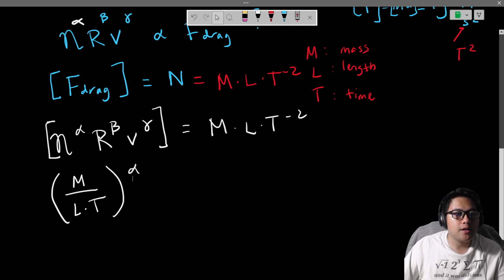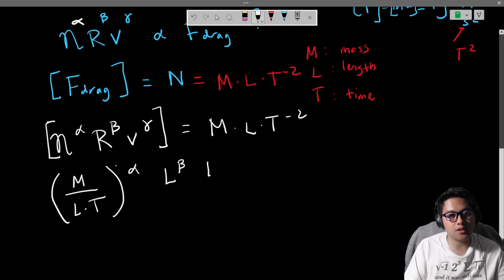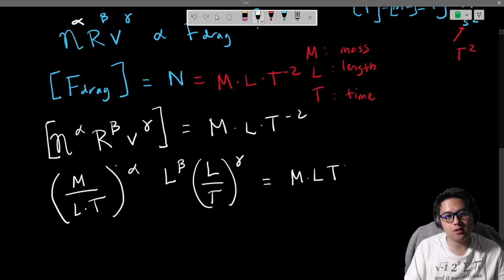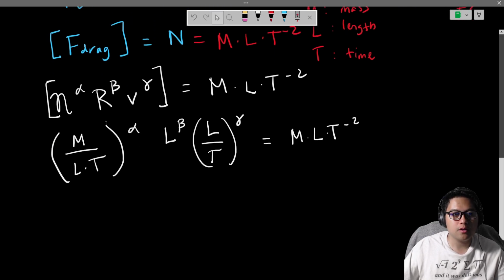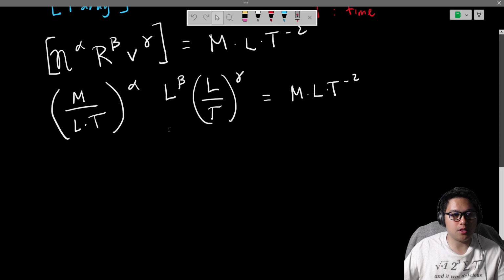Now the units of radius is a length, right? It's just a single unit of length, so that's just L, but we raise that to the beta. And then velocity has units of length over time, and we raise that to the gamma. And again, all of this needs to equal M L T to the minus 2. So we just need to combine like terms here.